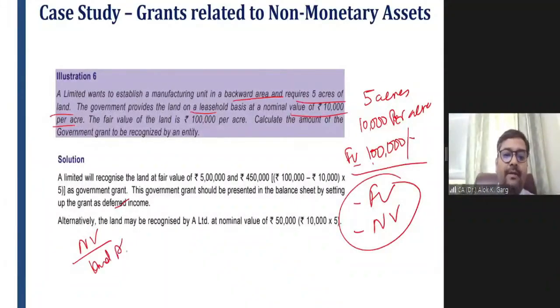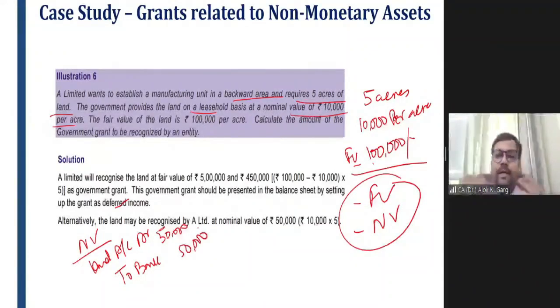Land account debit to bank. To bank, of course, we are paying 10,000 rupees per acre, so 10,000 into 5, 50,000. So we are paying the nominal value, and going by the nominal value approach, the asset has to be recognized at nominal value and the grant has to be recognized at nominal value.